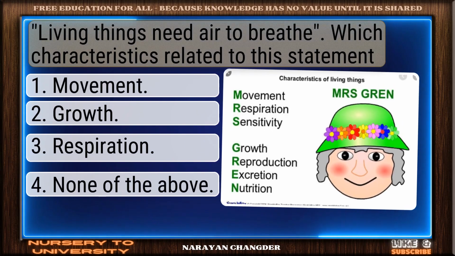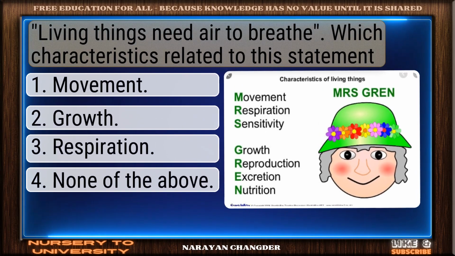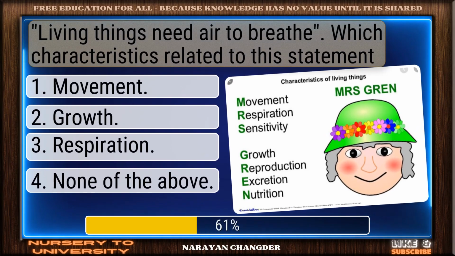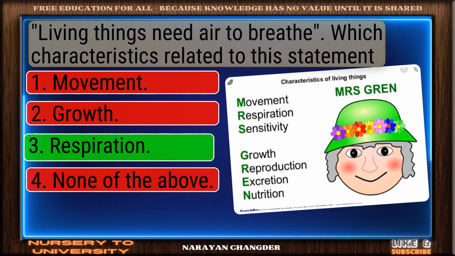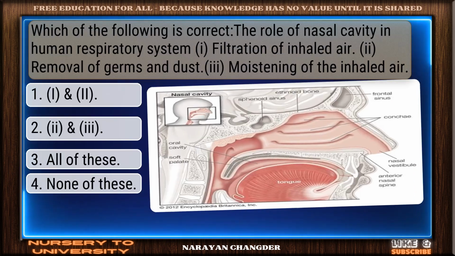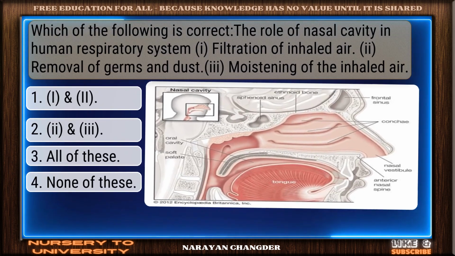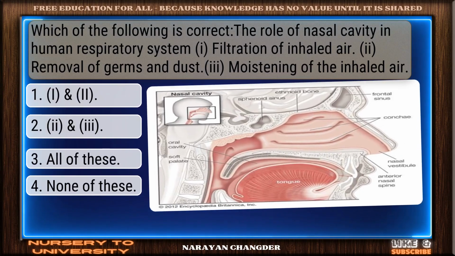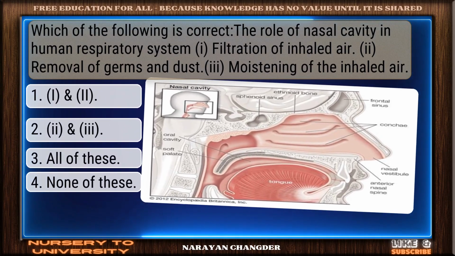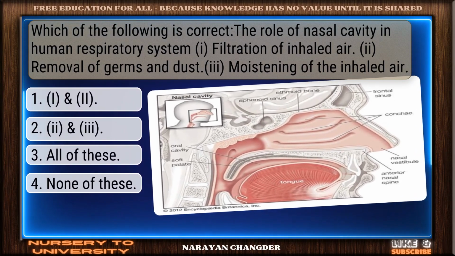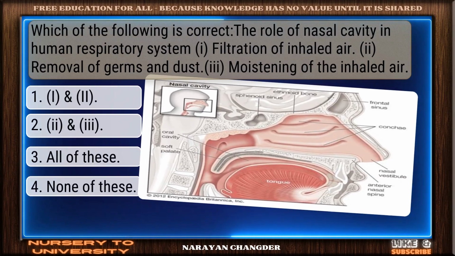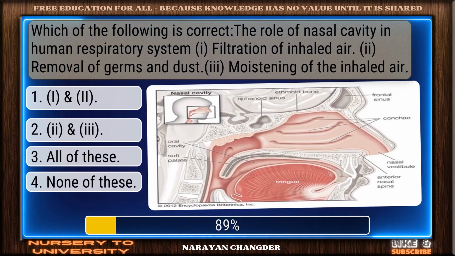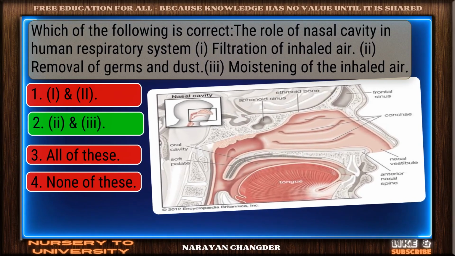Living things need air to breathe. Which characteristics related to this statement? Well done. Respiration is right. Which of the following is correct? The role of nasal cavity in human respiratory system: filtration of inhaled air, removal of germs and dust, moistening of the inhaled air. Right choice. All of the above is best.